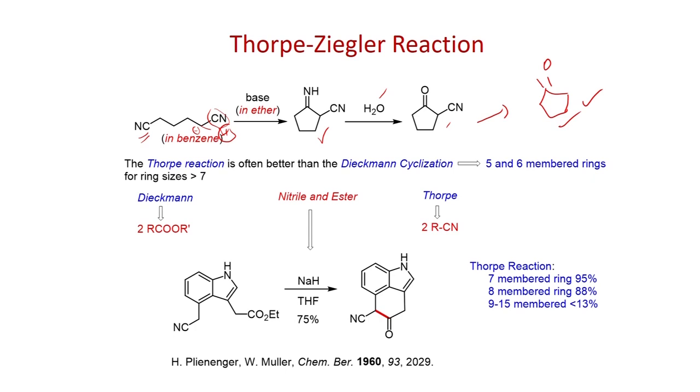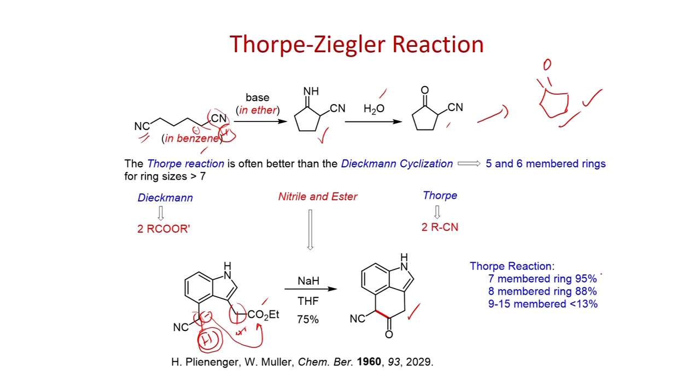And for larger rings like 7-membered, 8-membered rings, this cyclization of the dinitrile derivative works very well compared to the diester. This example shows the reaction of alkyl nitrile with alkyl ester here. If you look at this, this proton is more acidic compared to that. Therefore, the base deprotonates this proton to generate an anion, which undergoes intramolecular reaction with this carbonyl group of ester to give this condensation product. Some of the data is given here, as you can see.